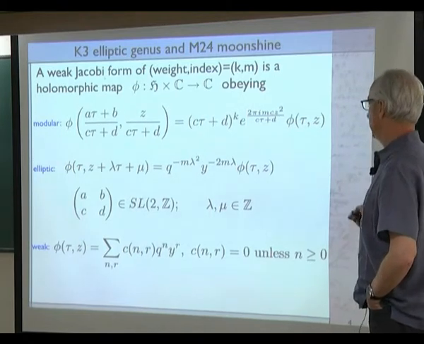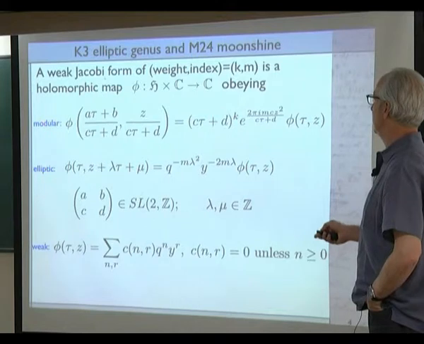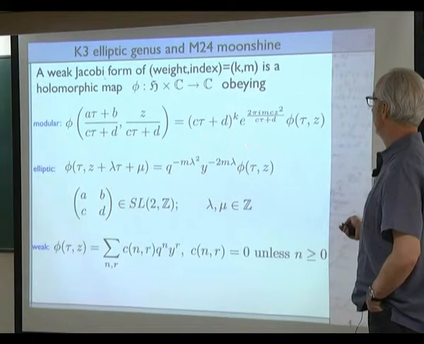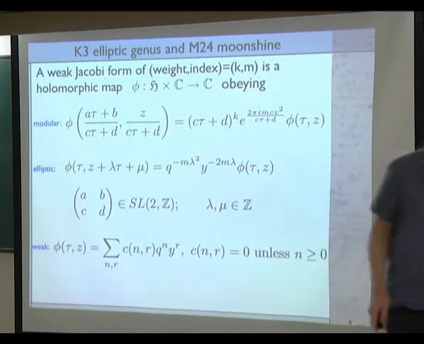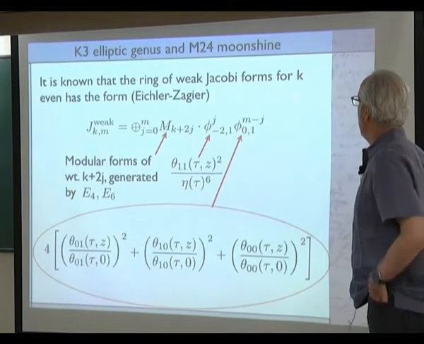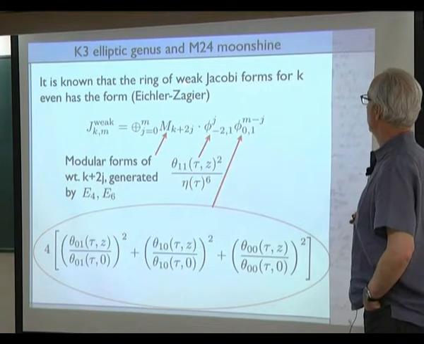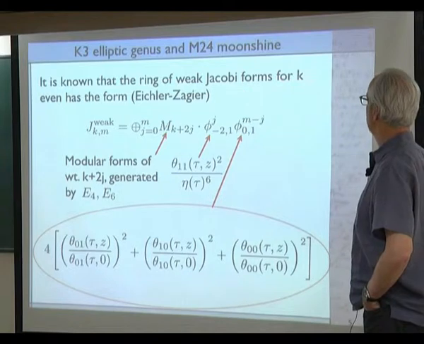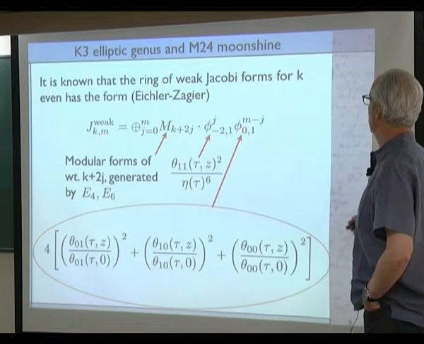So I think I can skip over this because this is exactly what Samir went through. These are the modular and elliptic transformation properties of a Jacobi form and the condition that it be a weak Jacobi form, so that's completely standard. And Samir also discussed the structure of the ring of weak Jacobi forms. Here I've written down that structure just for k even, which is all I need in this argument.